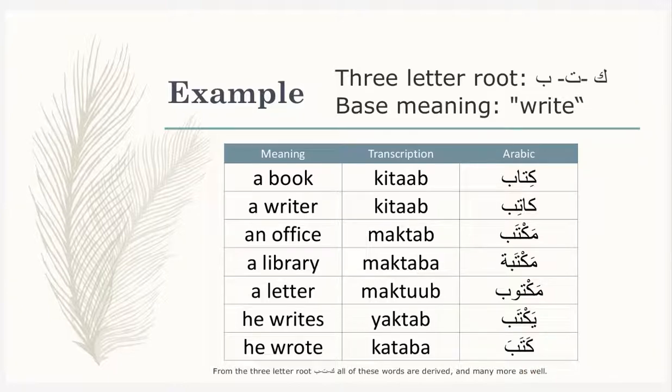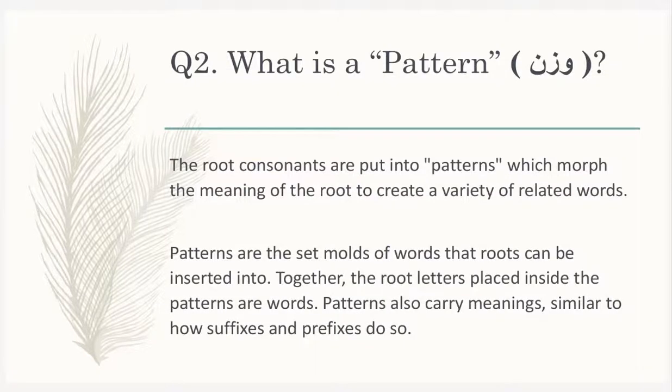Now, what that means is that if you know three letters, what's the root of a word, you can actually know many words, right? One thing is you try to memorize the meaning of one word, and the other thing is you try to understand what's the root letter of that word.